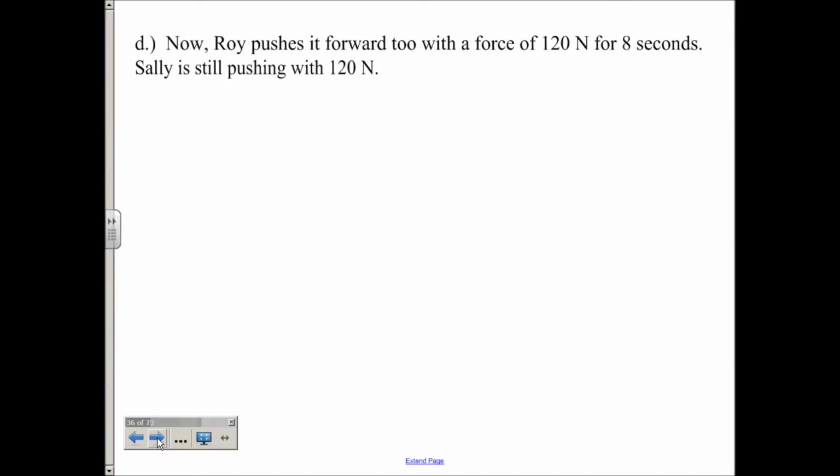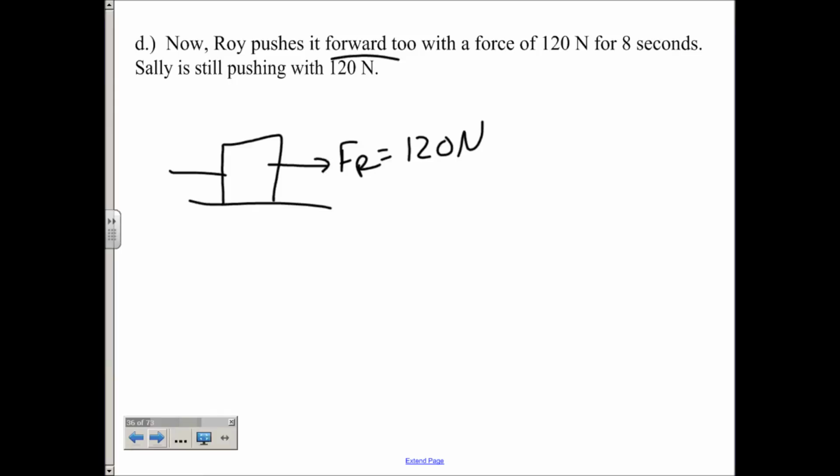All right, part D, now Roy's going to push it forward also with a force of 120 newtons for 8 seconds, and Sally's still pushing. So now we've just got this. I'm going to do this one pretty quickly. Roy's pushing now. He's pushing forwards with 120 newtons. Sally's still pushing back with 120 newtons. Remember, our velocity was 6 meters a second from the previous part.